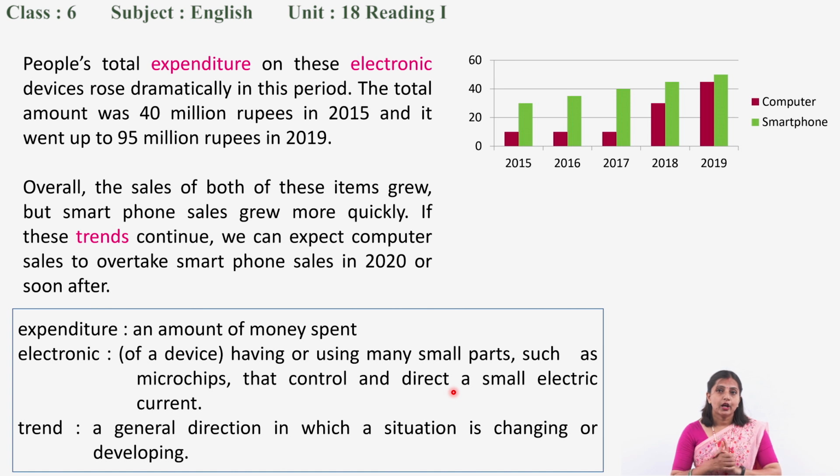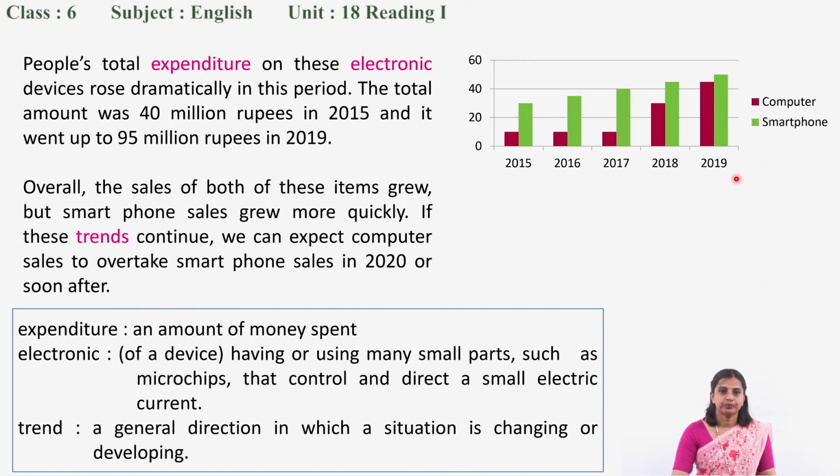Now you will say a smartphone doesn't need electricity. It needs it. We need to charge it, isn't it? Though there is a battery, we need to keep on charging it, and for that we need electricity, right? So they are also electronic devices. So people's total expenditure on these electronic devices rose dramatically in this period. It rose suddenly and obviously, meaning there was a certain rise in the expenditure on both electronic devices.